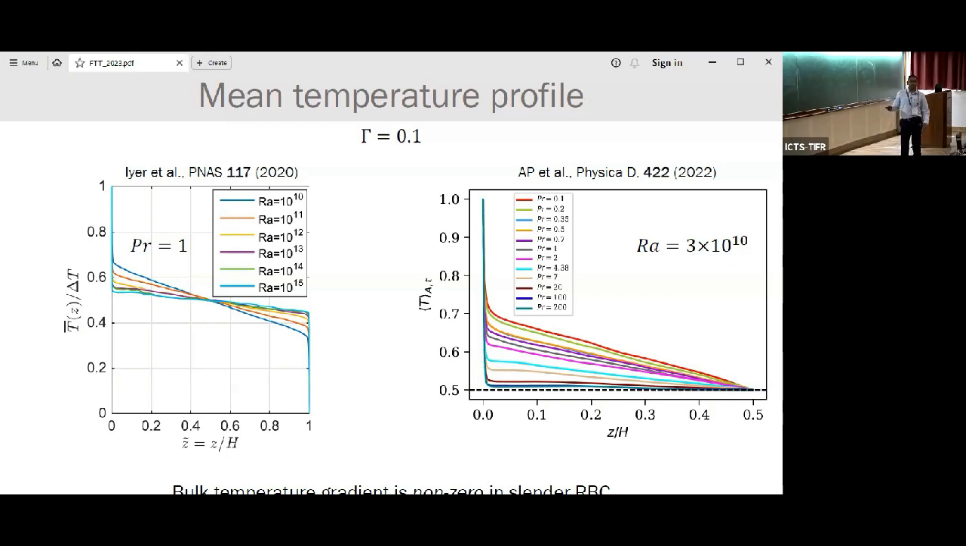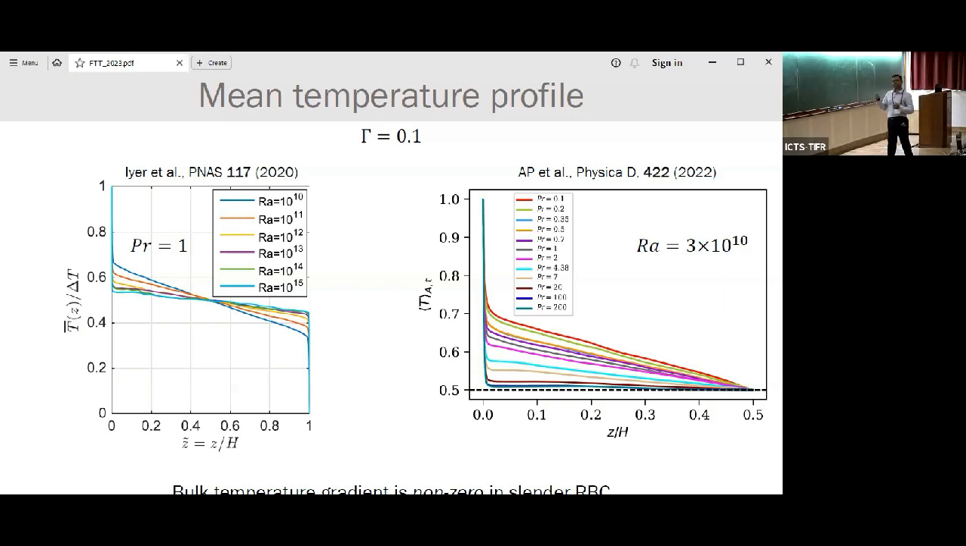And what happens if you vary the Prandtl number now? So we took data at 3 times 10 to 10, roughly this data. And Prandtl number 1 is somewhere here. We have a mean temperature gradient. Now, as you start to increase the Prandtl number, the gradient decreases.